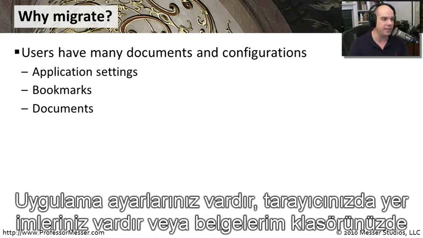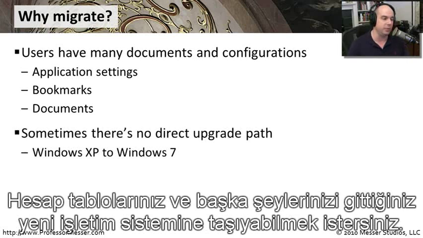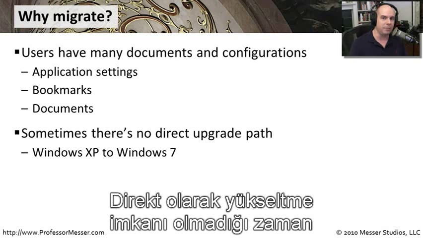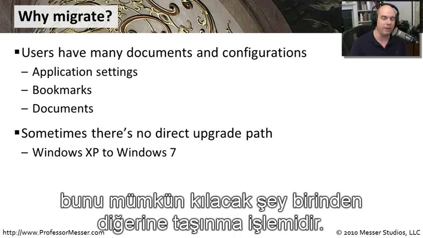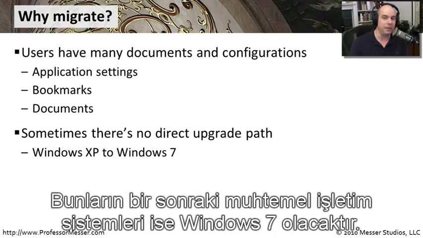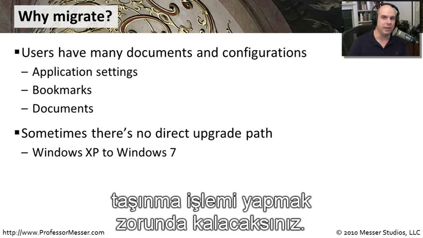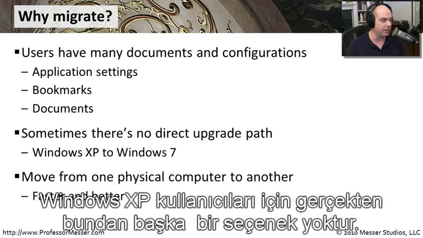You have application settings, there's bookmarks in your browser, there's documents in your documents folder, you may have spreadsheets and other things that you want to be able to take into the new operating system when you go there. When there's not a direct upgrade path, this is really the only thing you have available, is to migrate from one to the other. A really good example of this is Windows XP. There are so many people using Windows XP, and Windows 7 will probably be their next logical path. Well, because of that, there's no direct upgrade. You have to do a migration. There's really no option available to those Windows XP users.